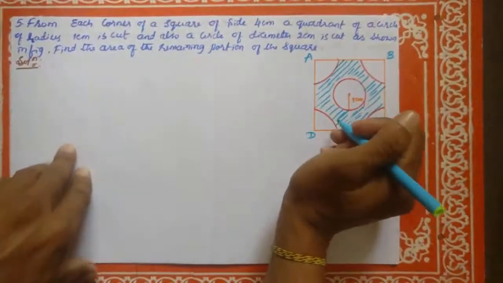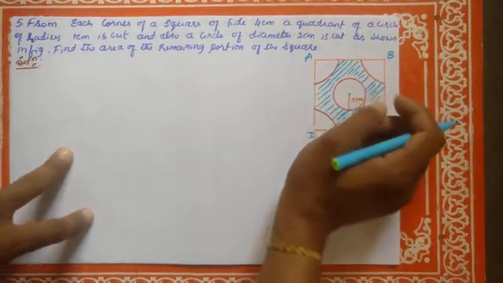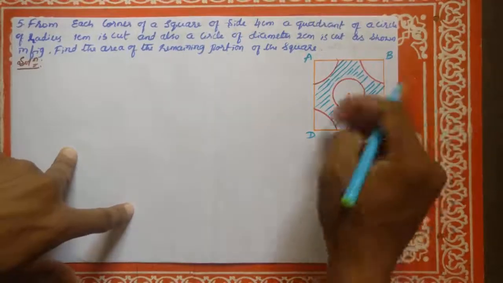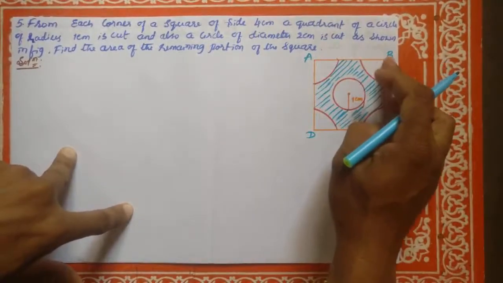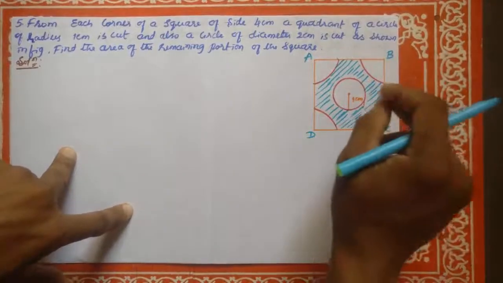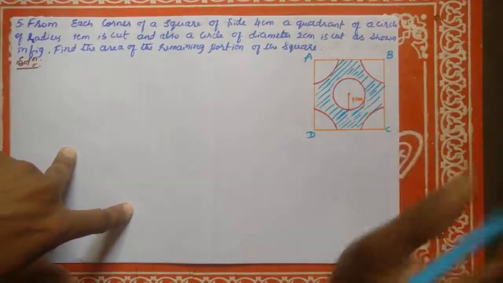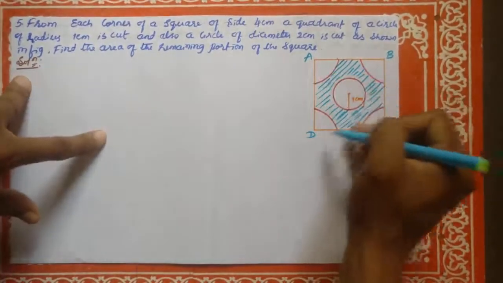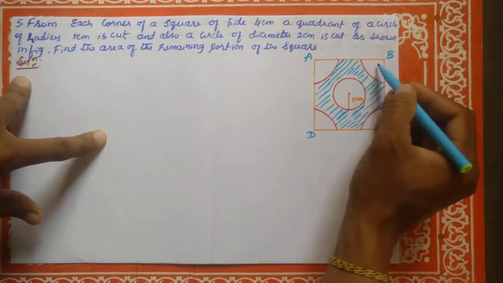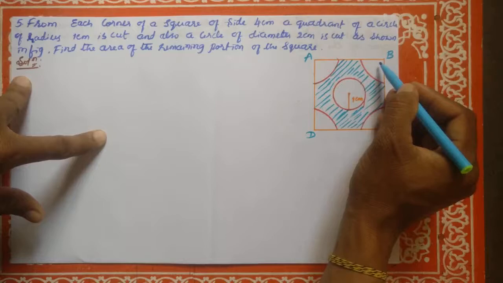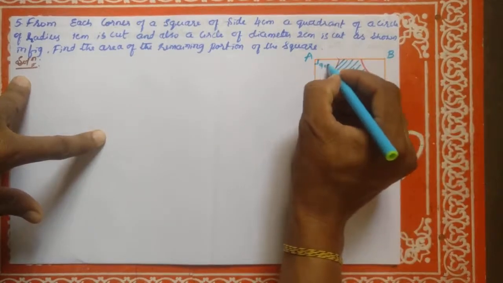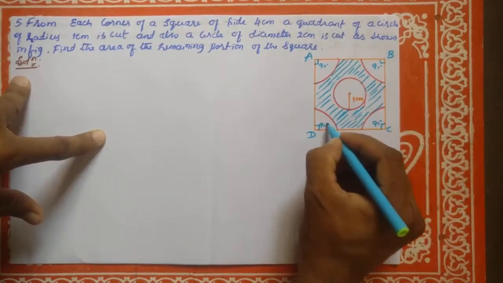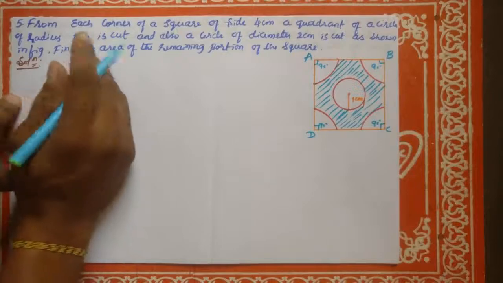We have to find the remaining portion of the square, that is, the area of the shaded region only. Area of the shaded region is equal to area of the square minus area of the circle minus 4 times the area of a quadrant. Very simple. Each quadrant of a circle measures an angle of 90 degrees. Okay, let us see the solution.